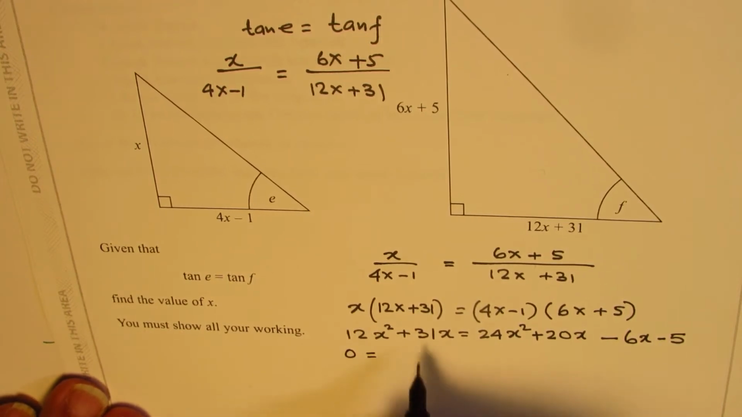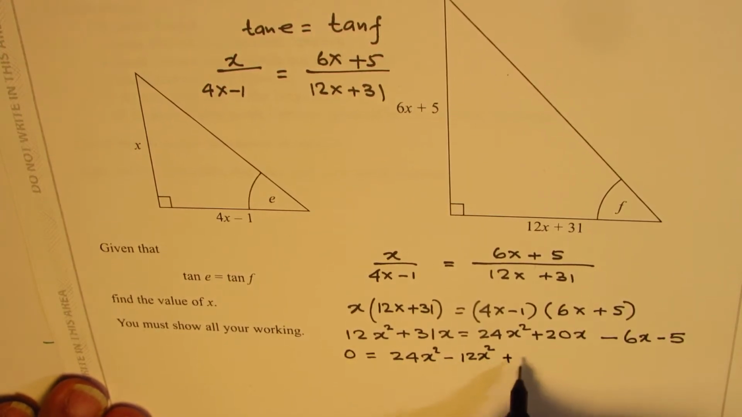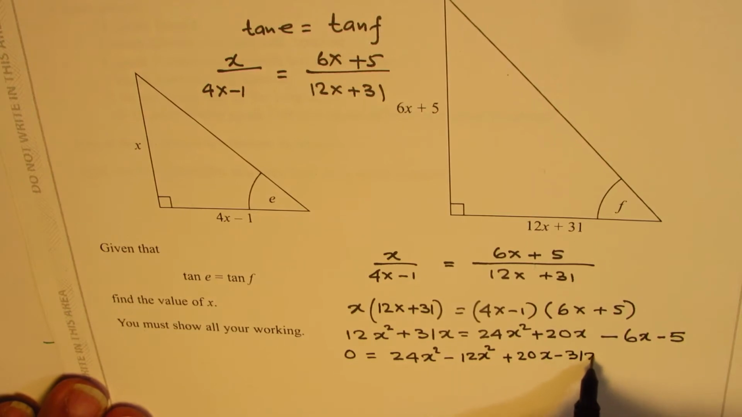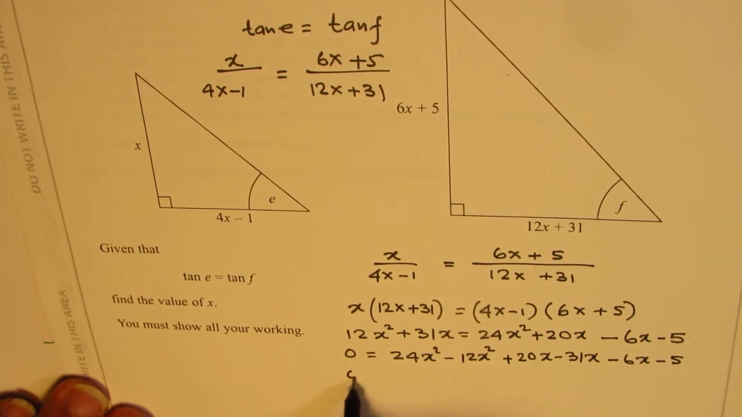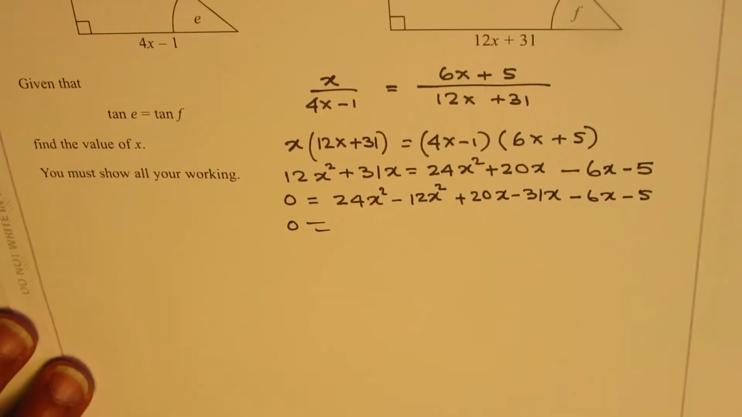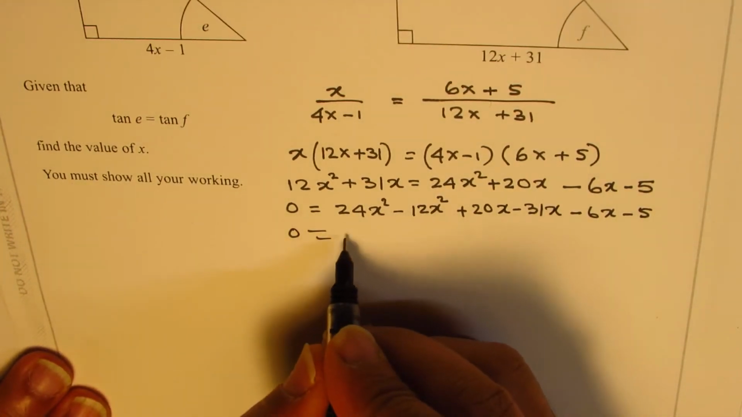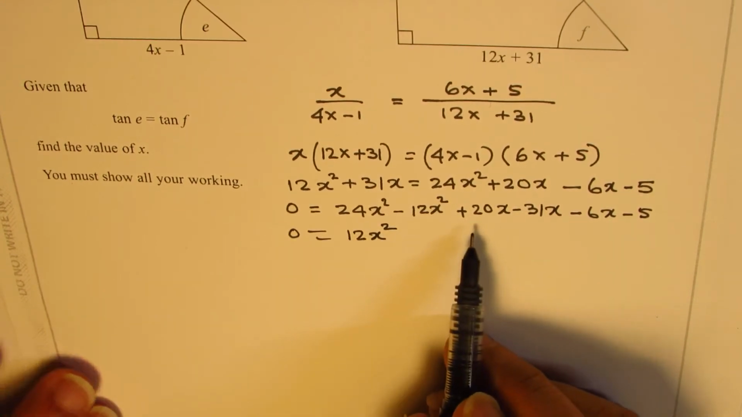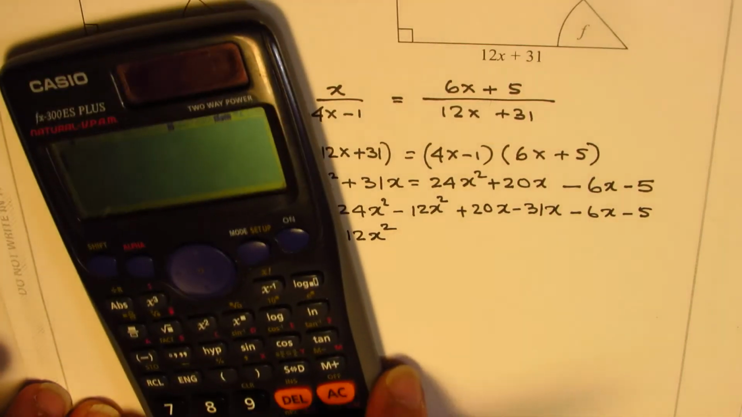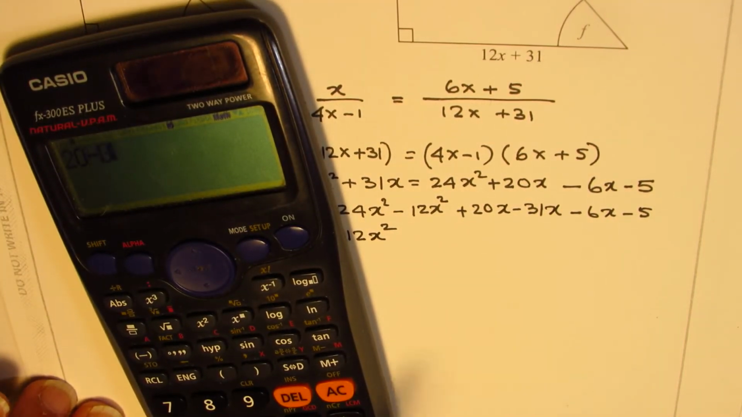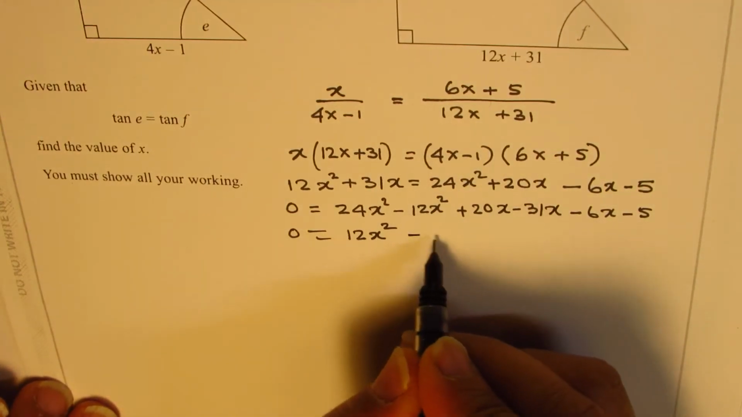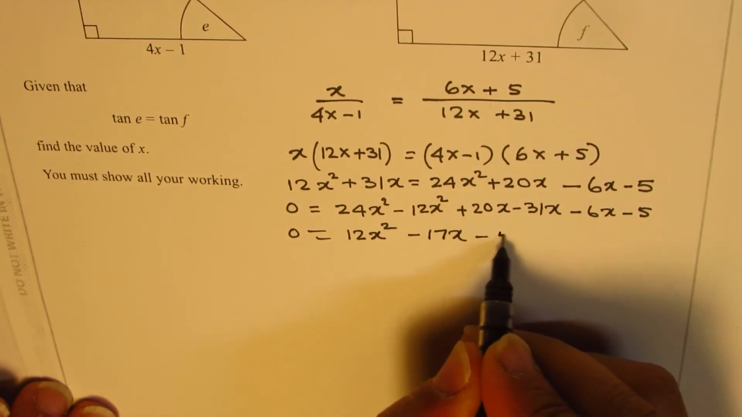We get 0 equals 24x squared minus 12x squared. We have plus 20x minus 31x. We also have minus 6x and minus 5. So 0 equals, let me push this up now. Okay, so I hope you can see it all. So 0 equals 24 minus 12 is 12x squared. Then we have 20 minus 31 minus 6 equals minus 17. And we have a number 5.